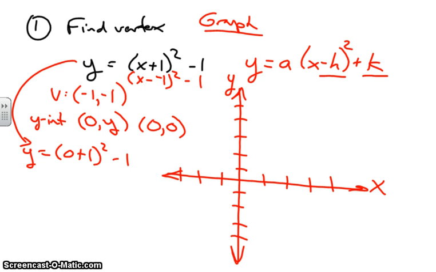1, 2, 3, 4, 5. Okay, so let's put that there. We have that. We also have the vertex at -1, -1. So could you find a third point right now? Somebody else, where can you find that third point?